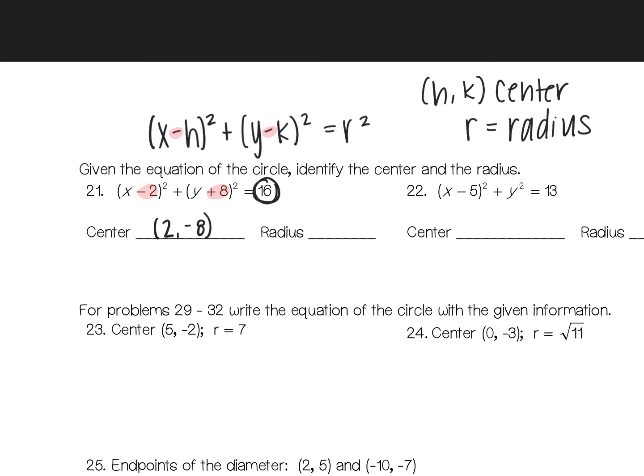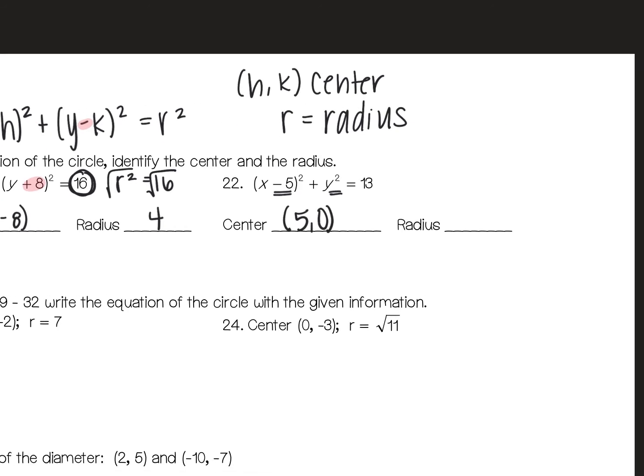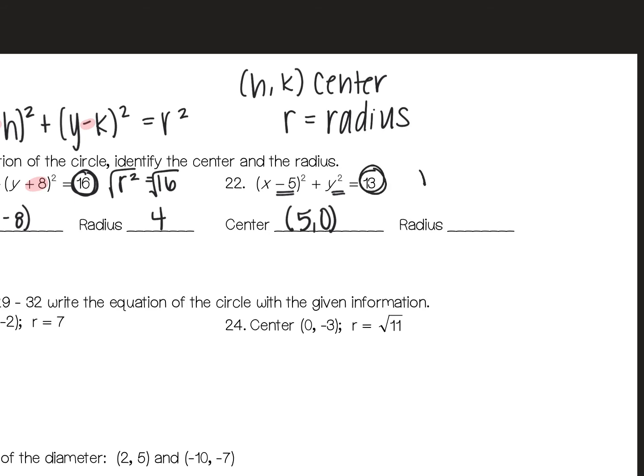This right here is r squared. So if I want the radius, I need to take the square root. So I get 4. For the next one, I'm seeing -5 and then nothing. So this is really +5 and then 0. Again, this is r squared. So I need to take the square root. And I'm just going to leave it as square root of 13 for r.